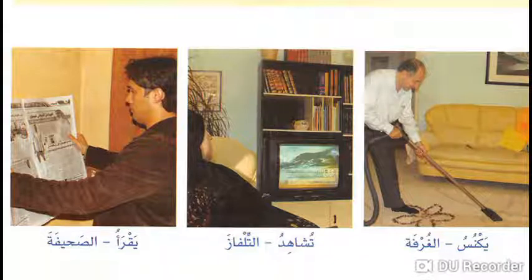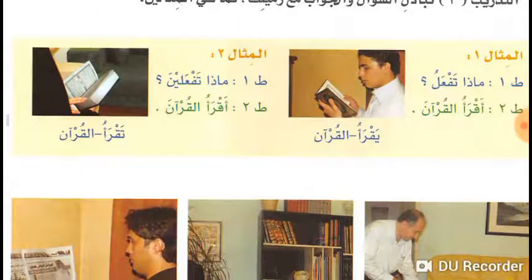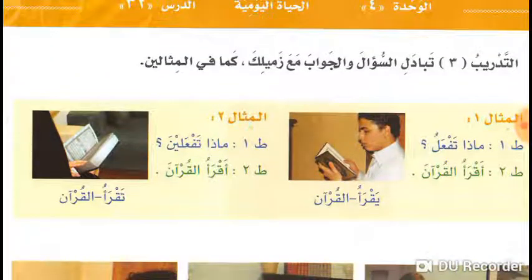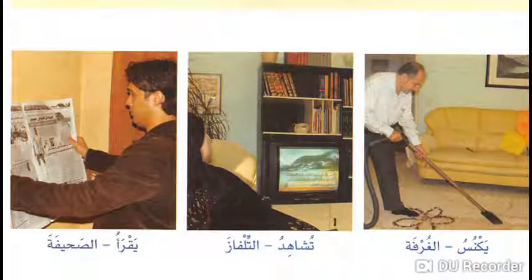Maza yaknusu? ماذا تكنسو؟ Second person male تكنسو. ماذا تكنسو؟ بیٹا یہ لے لینا آپ. أكنس الغرفة. أكنس الغرفة. Correct. We are talking about a specific room. الغرفة.